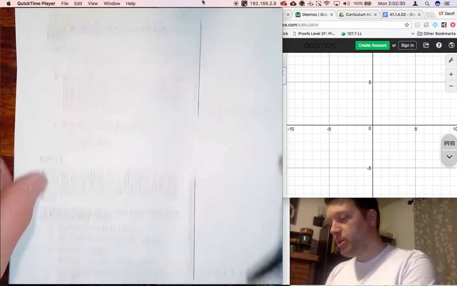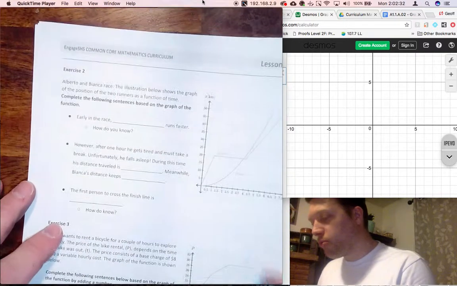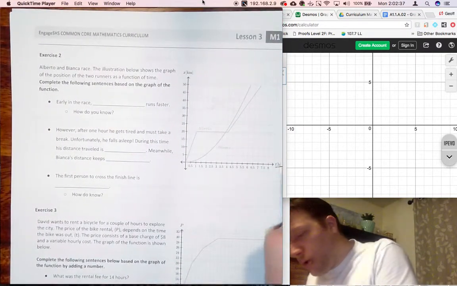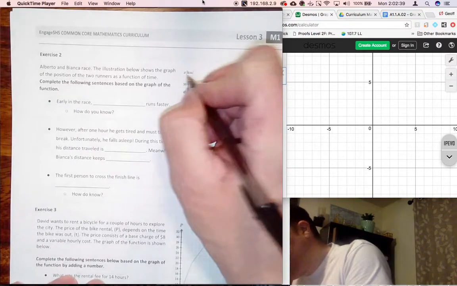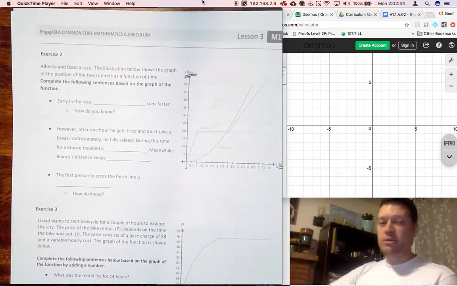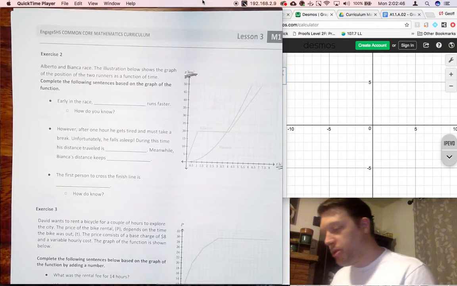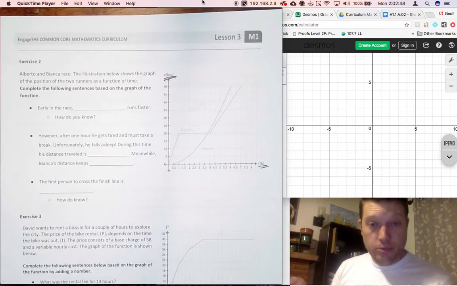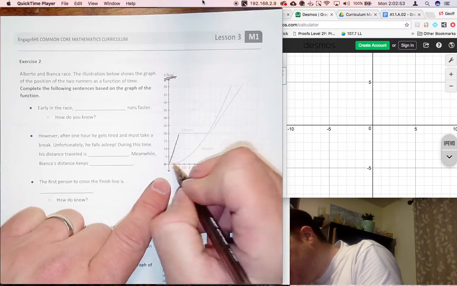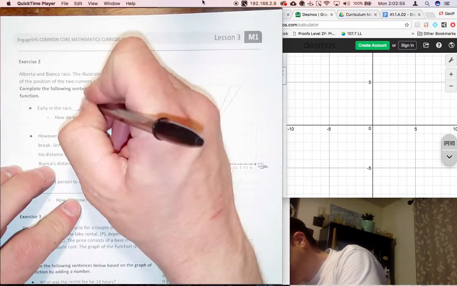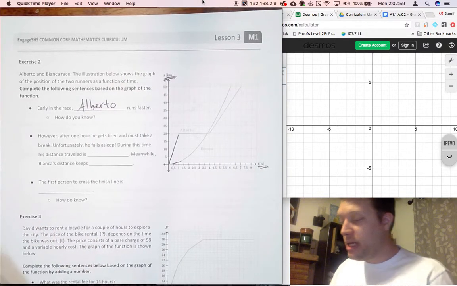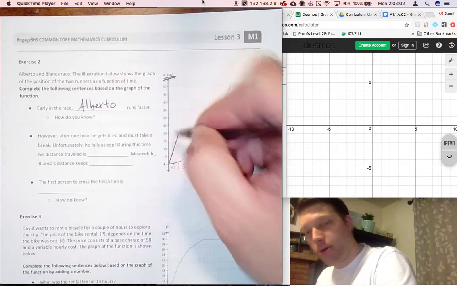Another example. Okay, so Alberto and Bianca race. We can see the hours traveled and the kilometers that they've actually achieved in distance as they've run this race. I guess early on in the race, you can look at it between Alberto and Bianca. Alberto runs faster. Now, visually, that line is steeper. So he has a steeper line.